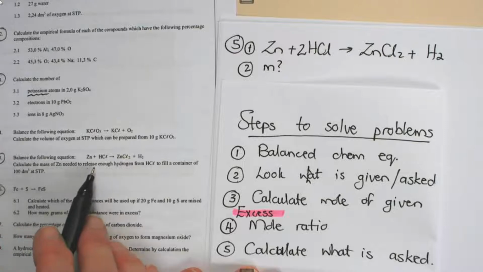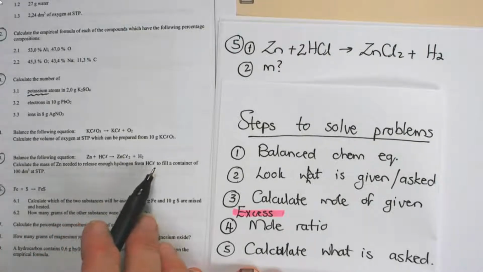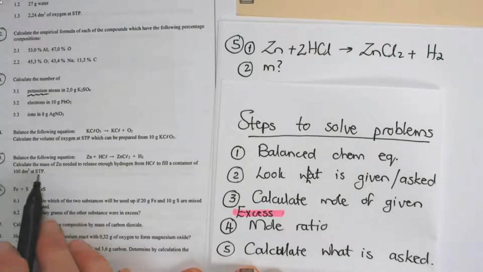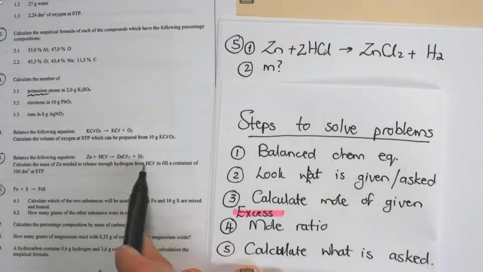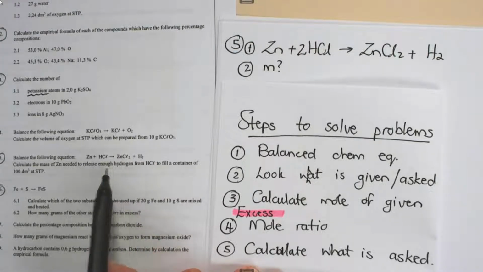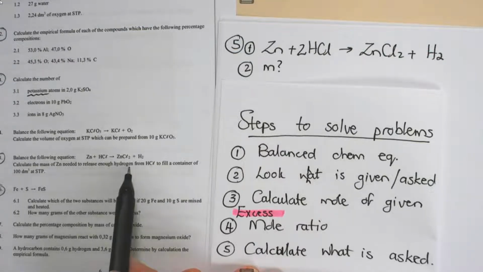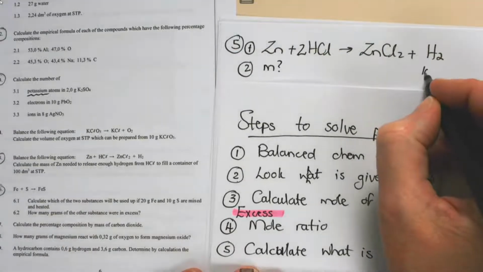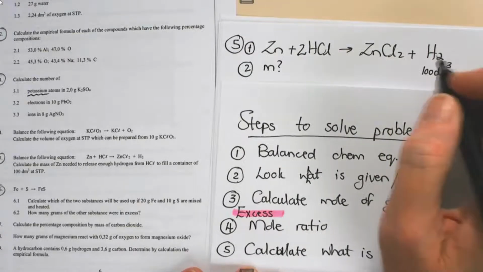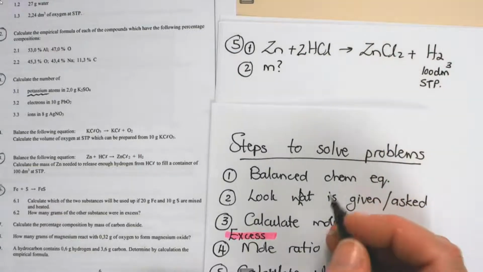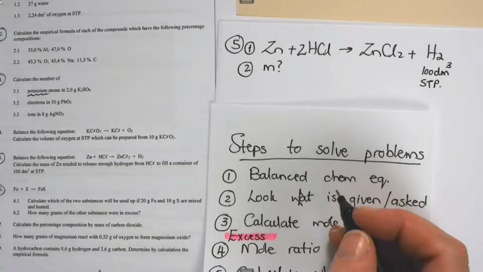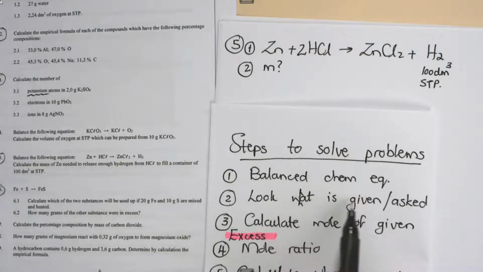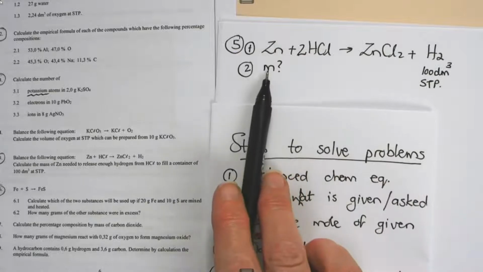Calculate the mass of zinc needed to release enough hydrogen from HCl to fill a container of 100 cubic decimeters at STP. It's not about the HCl, that is hydrochloric acid. What is the gas? Release enough hydrogen. Hydrogen is a gas, and if you want to fill a container, a gas fills the whole container. So what do they actually tell you? They tell you that H2 is 100 cubic decimeters. That's the volume, and they specify it is at STP so that I can use that 22,4 part. That is why they do it. Okay, so I've done step 2: what is given, and what is asked.